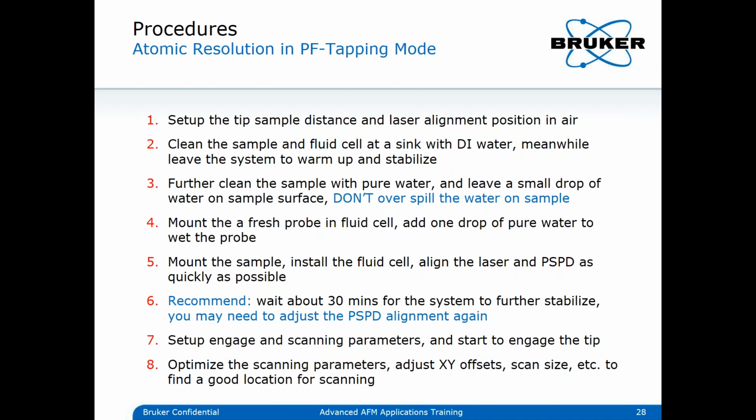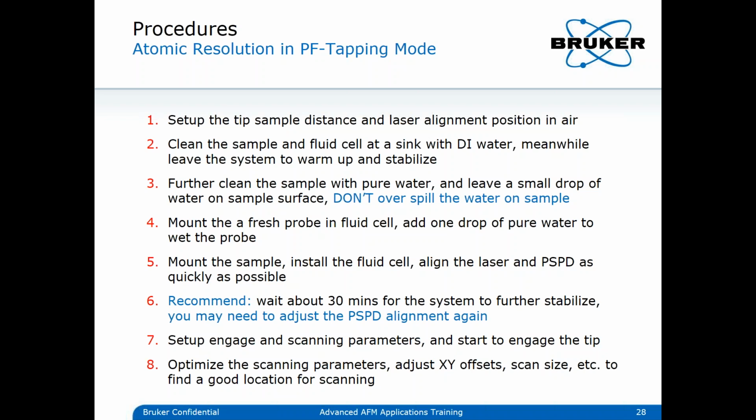Sorry, don't overspill, so you shouldn't rinse it more or less in water. You mount a fresh probe to the fluid cell holder. Add a drop of pure water to wet the probe itself. Because if you do not do that and you have a triangular tip, for instance, a V-shaped tip, you might get air bubbles or an air lamella actually, which is then causing problems while scanning. So it's always better to put a small drop of water on your cantilever.